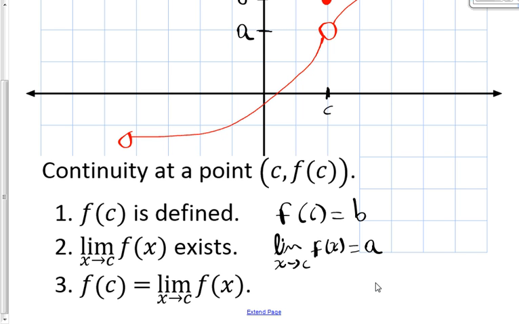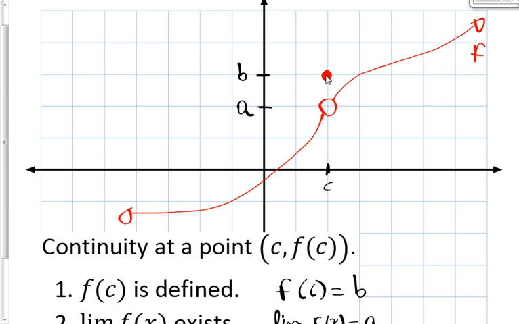The third one says f of c, which is equal to b, equals the limit as x approaches c of f of x, which is equal to a. Well, that's not true. Those two do not equal each other. So even though there is a functional value and the limit does exist, because those two are not the same, we have a discontinuity. And all we have to do is redefine f of c to be a, take it away from here and plug this hole, and we would have removed the discontinuity. So this is another case of a removable discontinuity.